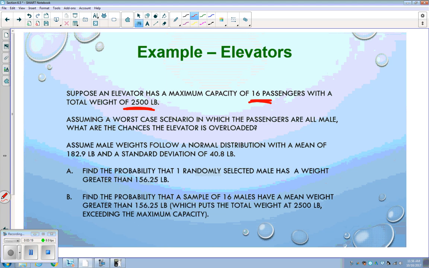Okay, so now see how that works? But maybe they're not going to be all men. If I'm on an elevator, I'm looking at it, you never know, so you want to make sure that you look at that in that perspective. You want to set the worst case scenario for safety.